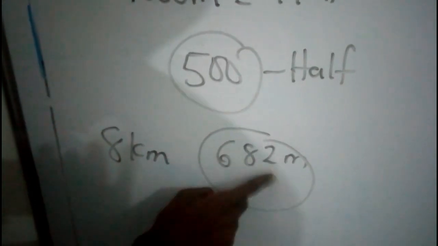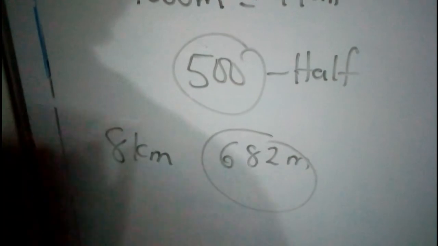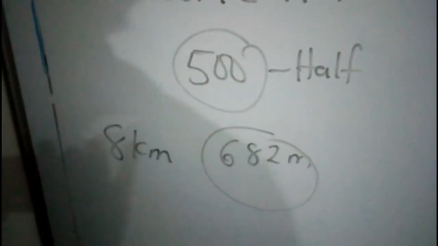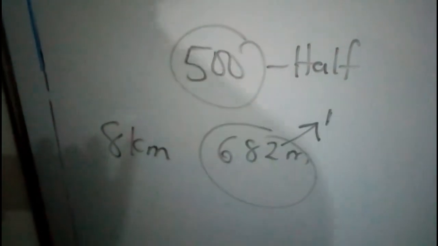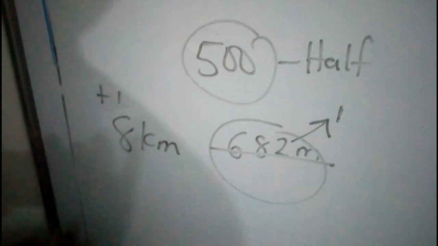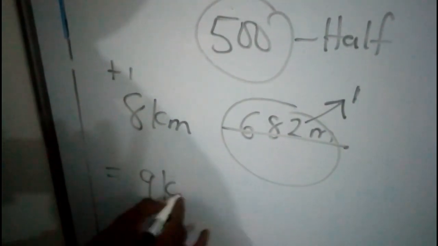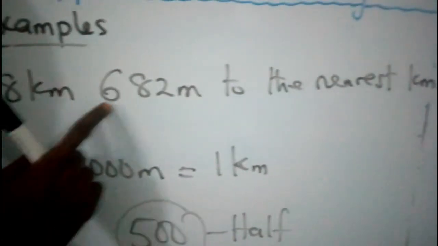So 682, is it more than half or less than half? Of course, 682 is greater than 500. It is more than half. So what do we do? We round up to 1. So we cancel this out and we add our 1 to this, isn't it? So what is 1 plus 8? That gives you 9 kilometers. So approximating 8 kilometers, 682 meters to the nearest kilometer gives you what? 9 kilometers.